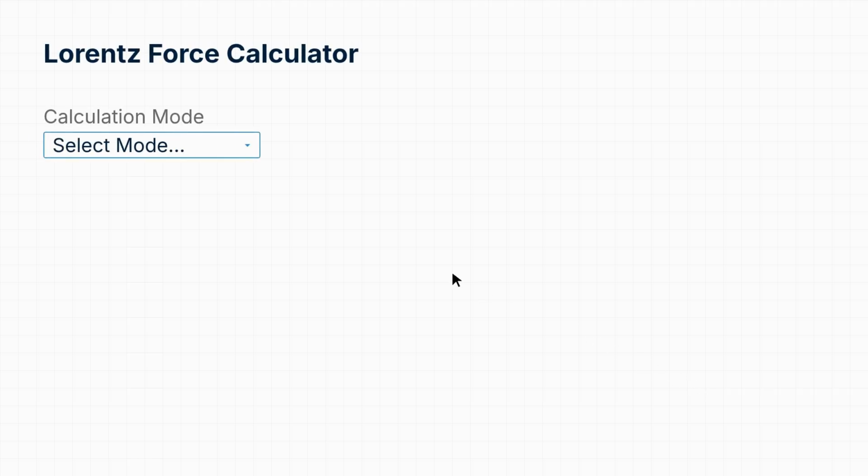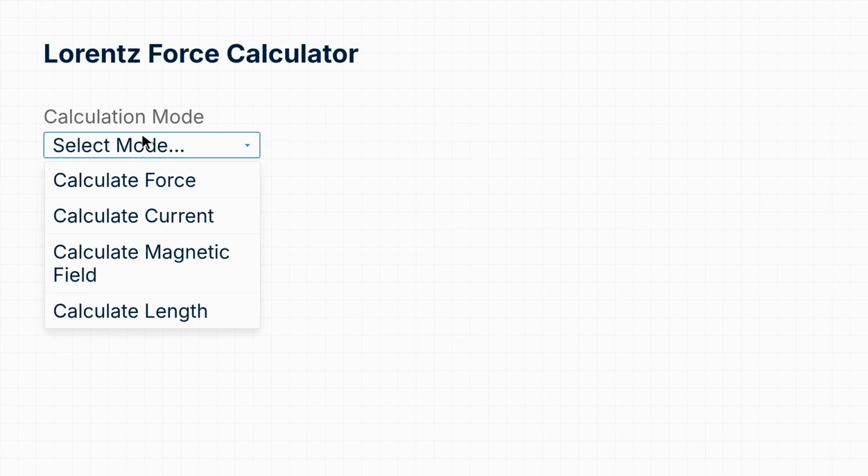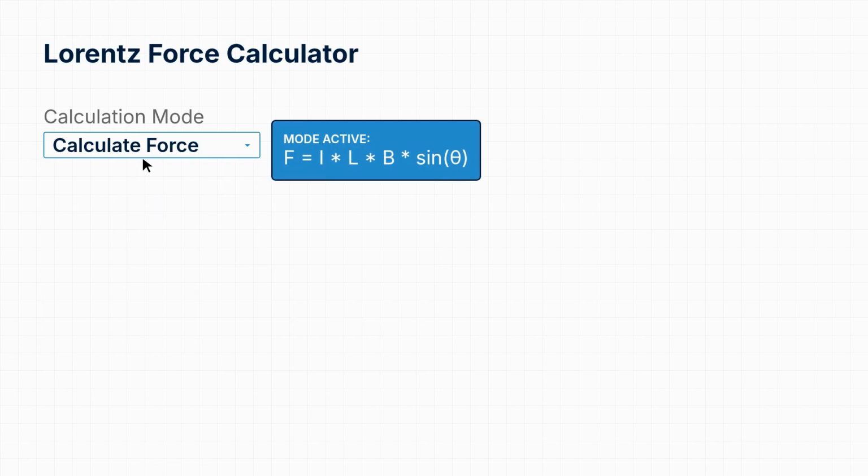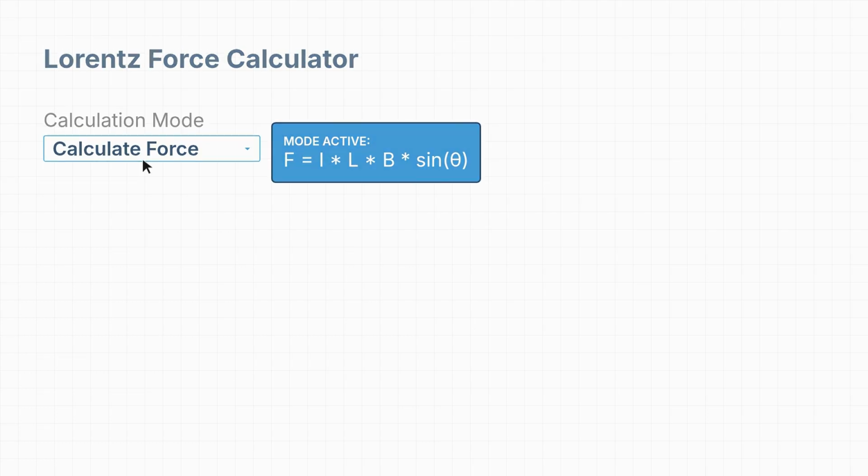First, we have a calculation mode dropdown that lets you solve for any variable in the equation. You can calculate force, calculate current, calculate magnetic field, calculate wire length, or calculate angle. For this demonstration, I'll select Calculate Force.